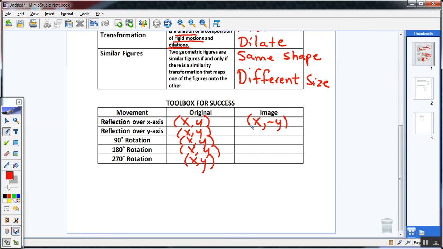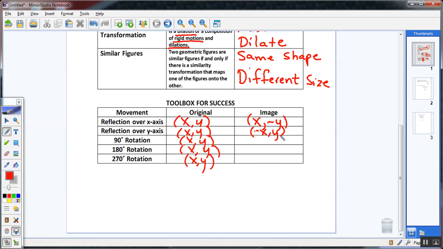Okay? What if I would flip this over the y-axis over here? Then what would the coordinate be? Negative 3, 4. Negative 3 comma 4. So what value changed? Negative x. So x, y would map to what? Negative x comma y.